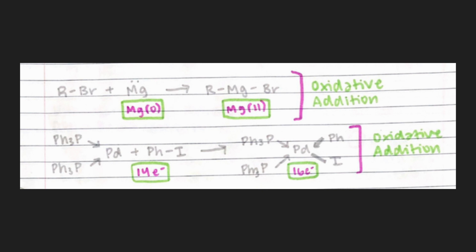In the second example, the bond is breaking between the phenyl and the iodine, and they will form new bonds with palladium. Because palladium is gaining groups here, the number of electrons will increase, but simply, the metal is being oxidized and groups are being added.